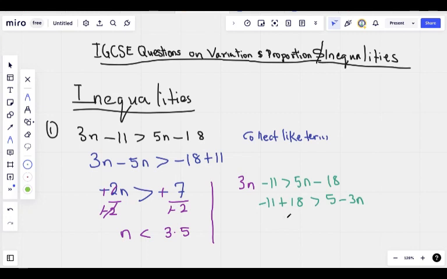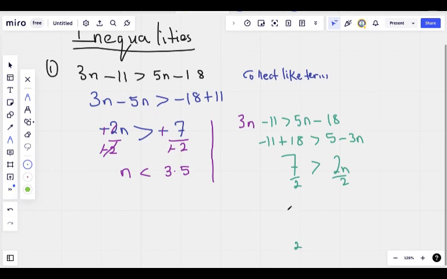So this one we get 7 is greater than 2n. Because we're looking for n, we divide both sides by 2. If I divide here by 2, I likewise divide here by 2. So we get 3.5 is greater than n. Now 3.5 is greater than n.